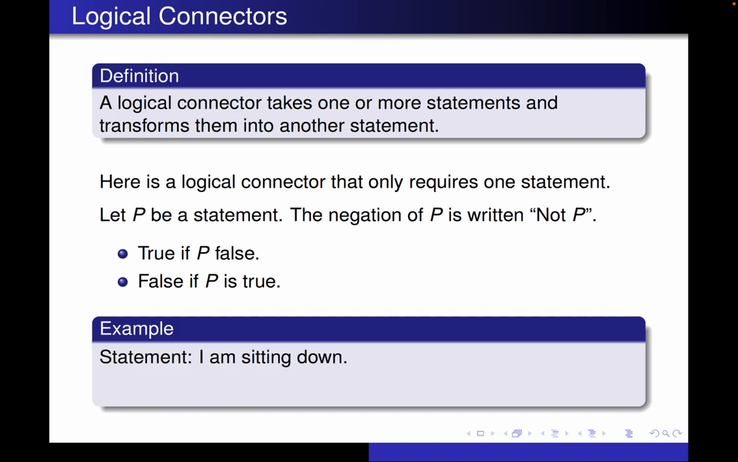So to look at an example, if I take the statement, I am sitting down, if I want to negate that statement, all I have to do is say, I am not sitting down. If I am sitting down is true, then I am not sitting down is going to be false. If I am sitting down is false, then I am not sitting down is true.